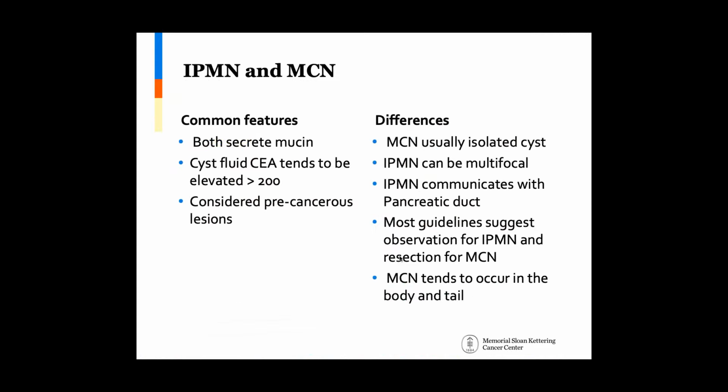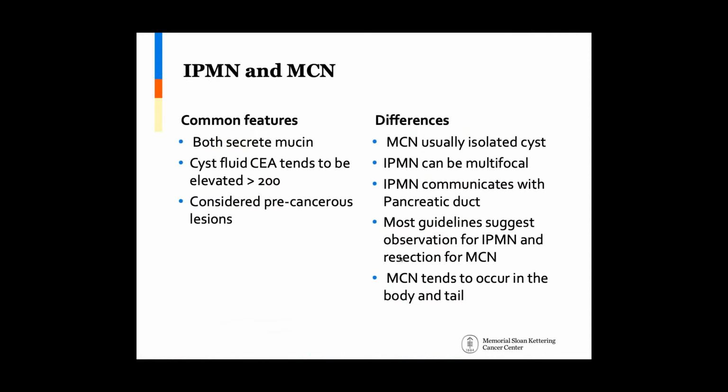So what's similar and different about IPMN and MCN? Common features: both secrete mucin, so you'll see that on an EUS-FNA of an IPMN or an MCN. Cyst fluid CEA tends to be elevated, greater than 200, and they're both considered precancerous. But what makes them different?